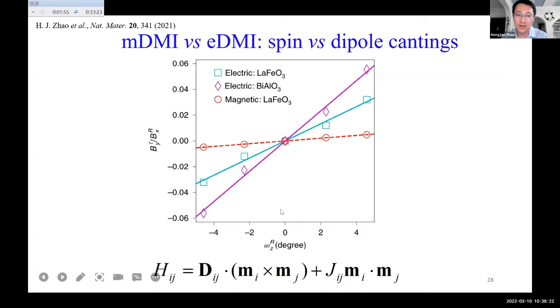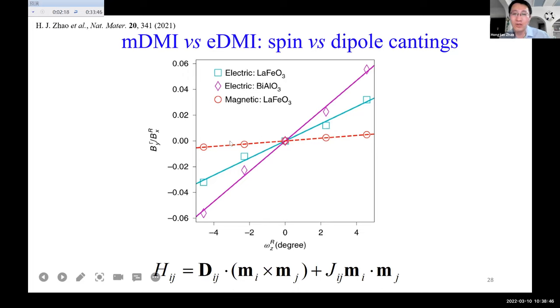We can see that when the antiphase tilting is zero, there are no cantings for the dipoles or spins. When the antiphase tilting is finite, the canting becomes finite, so non-zero. Then the slope is the measurement of the dependence of D over J versus omega R.